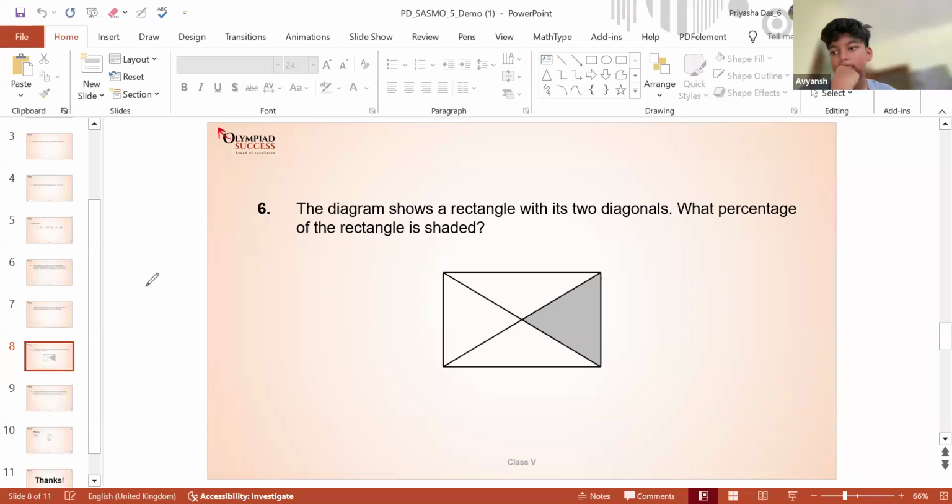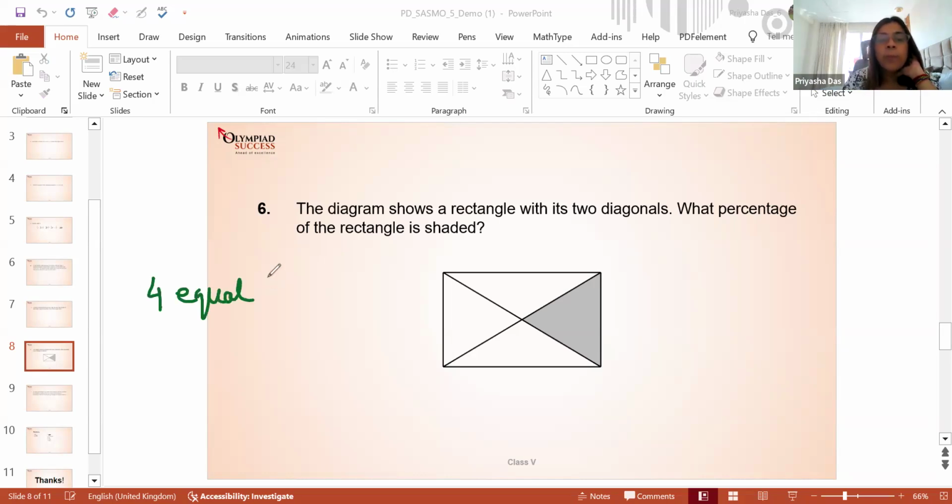Do you know what the diagonals of a rectangle do? No, miss. The diagonals of a rectangle break the rectangle into 4 equal parts. That was the theory behind this question.